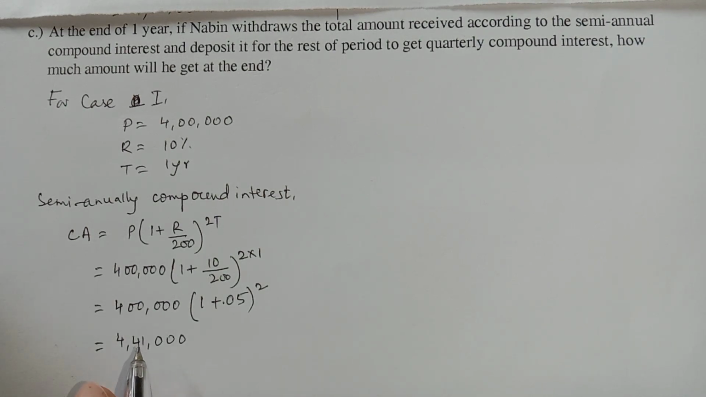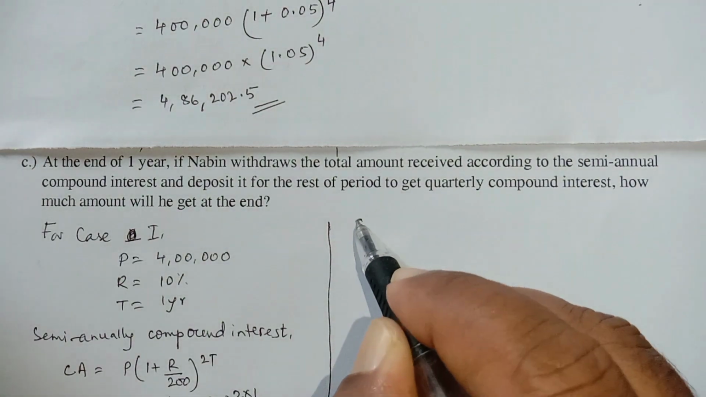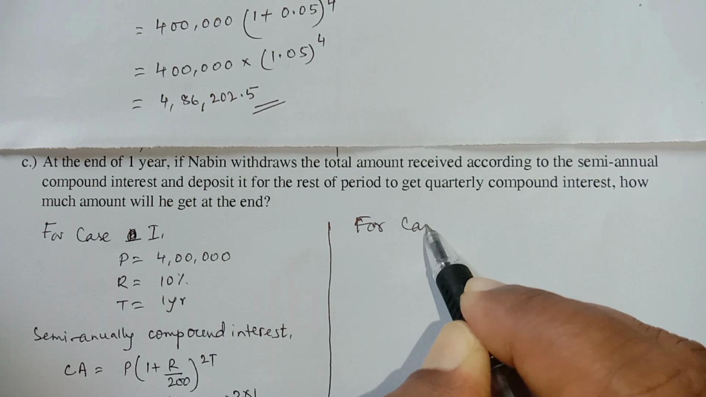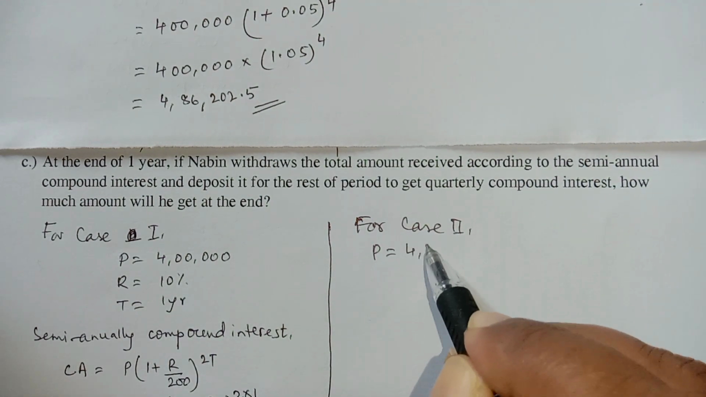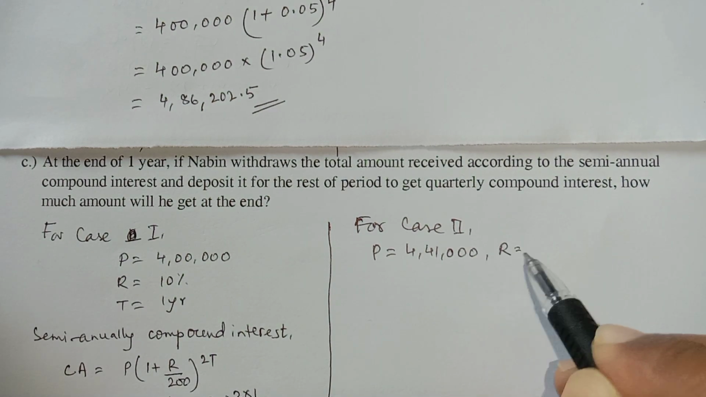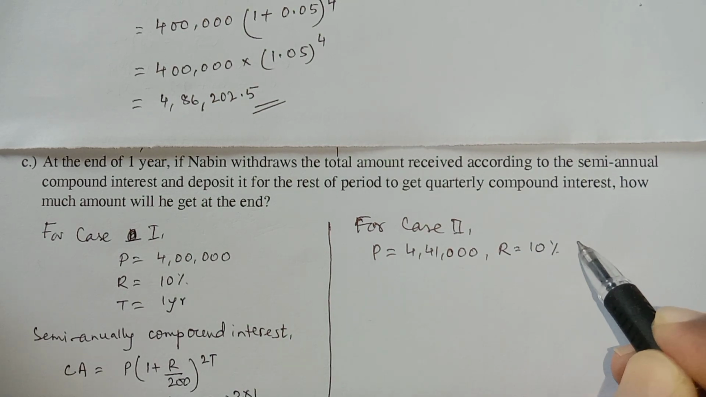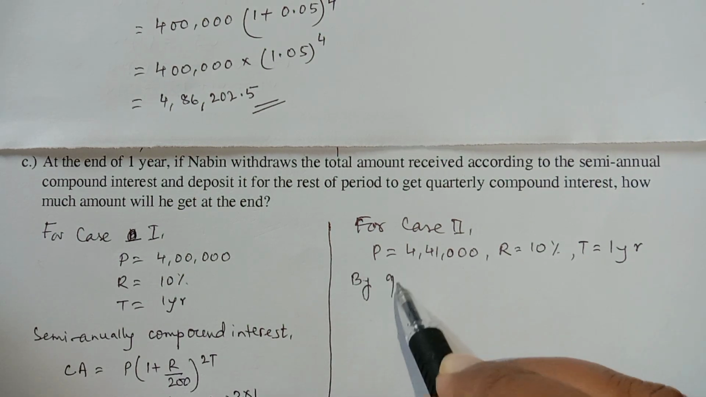Okay, now what will Navin do? He will withdraw all this amount, and in the beginning of the second year he will invest this amount in the quarterly compound interest. So now we have case 2. For case 2, we have the principal as 4,41,000 and rate of interest is 10%, and time we have 1 year, and this one is by quarterly compound interest.